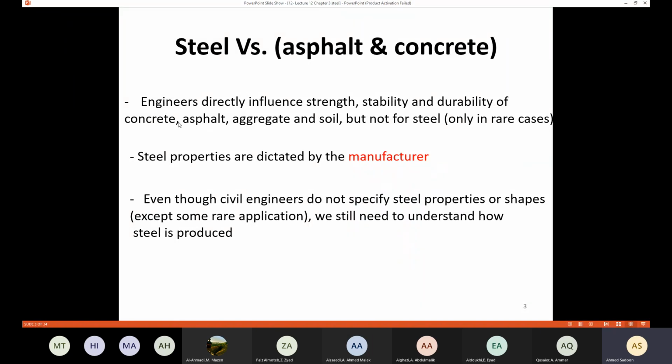So who is going to control all of this? Steel properties are dictated by the manufacturer. The manufacturer is going to set the terms, not you as an engineer. Even though as civil engineers we do not specify steel properties or shapes, except in rare applications, we still need to understand how steel is produced. Even though we are not going to set the terms, it's important for us to understand how the steel is produced.